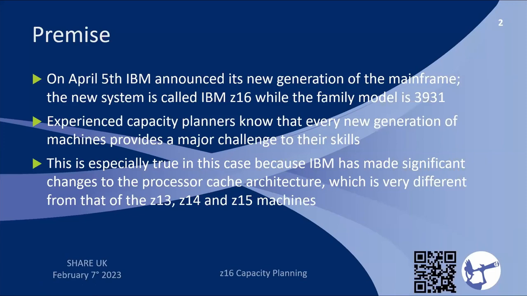Okay, so this is a paper titled Z16 Capacity Planning, and it starts with this kind of premise. Last 5th of April, IBM announced its new generation of the mainframe. It's incredible, it's almost a year that this happened. Anyway, this new system is called the IBM Z16, and the family model is 3931.